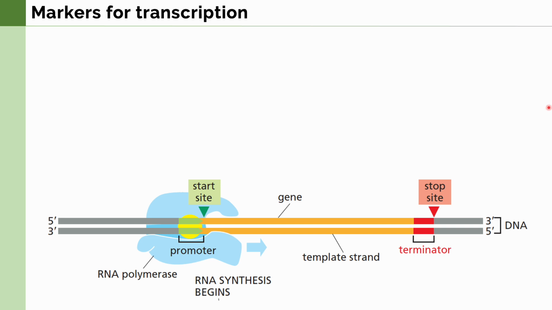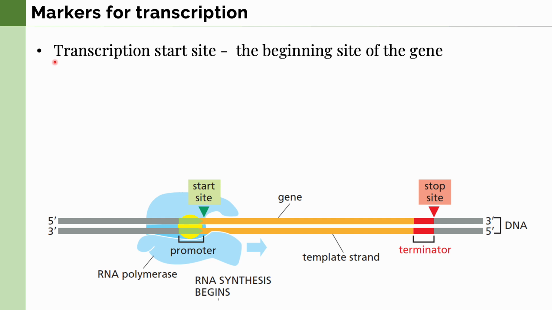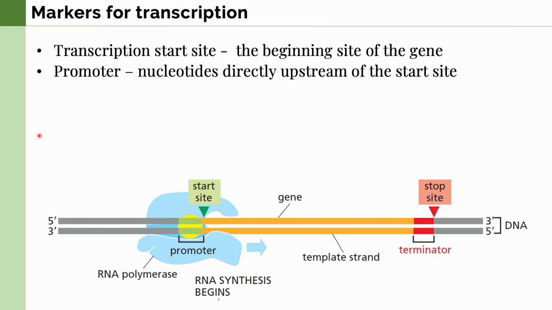Moving on, let's talk about the different markers of transcription. These are specialized sequences in the DNA that tell RNA polymerase where to start and stop transcription. The first of these is called the transcription start site, and this is the beginning site of the gene. Next, we have the promoter region, which are the nucleotides directly upstream or ahead of the start site, as we can see in this figure. The promoter region acts as the attachment site for RNA polymerase.